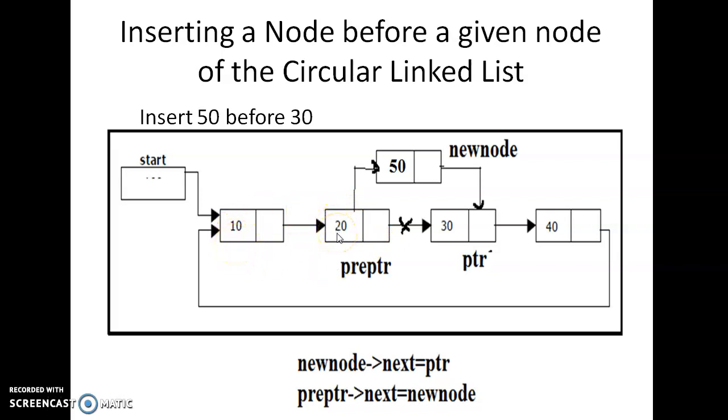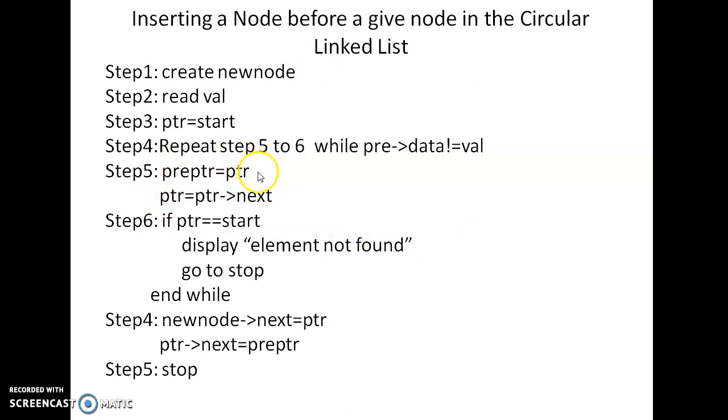Next, after I have reached 20. Is PTR of data equal to 30? No, it is not equal to 30. So PTR is going to the next node and pre-PTR is 20. This is the mechanism I am implementing here. While PTR of data is not equivalent to value, pre-PTR equal to PTR and PTR equal to PTR of next.